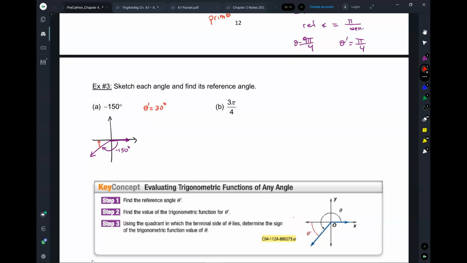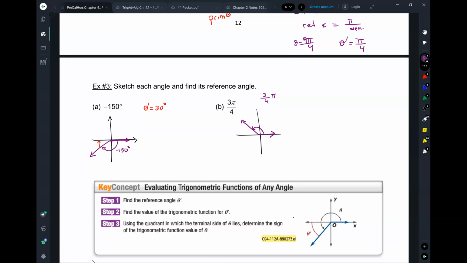Okay, next, 3 pi over 4. Again, x and y axis. I start here. Now this is a positive angle, so I'm going to go counterclockwise. And the way I approach the radian measures is 3 pi over 4 can be written as 3/4 of a pi, so that's obviously going to be more than half a pi. So here, 3/4 of a pi right there.